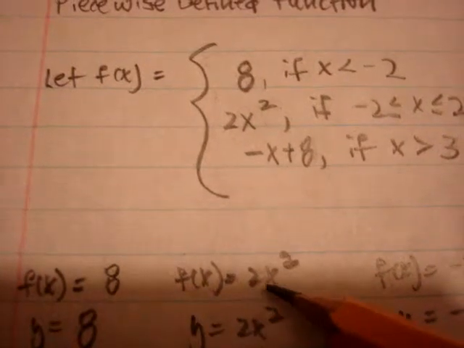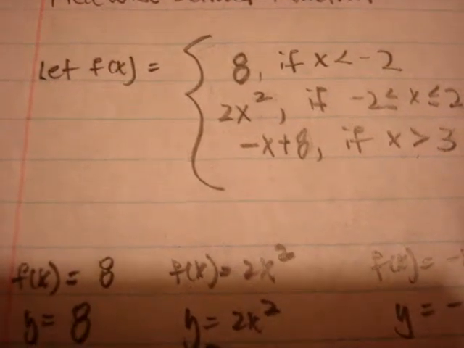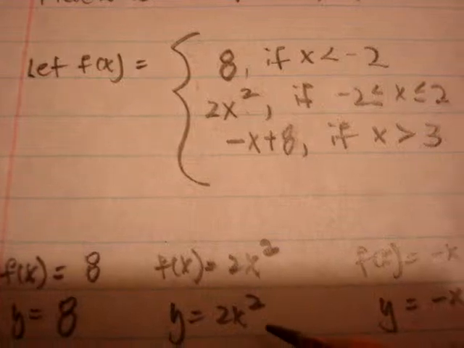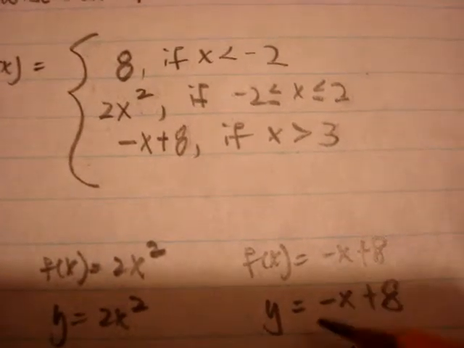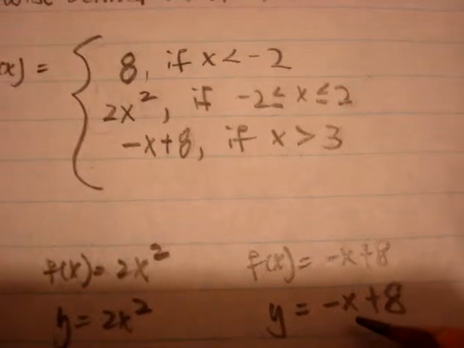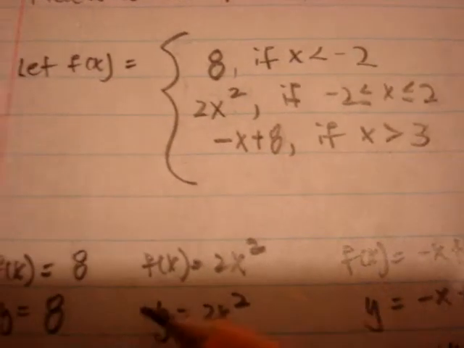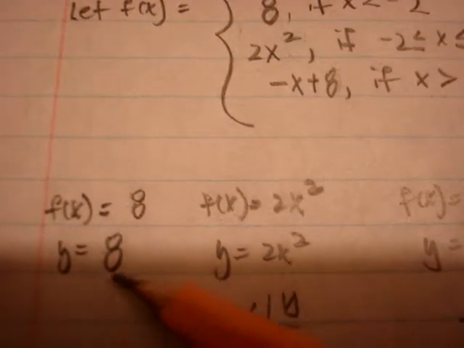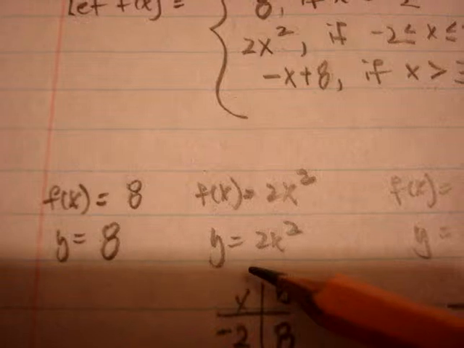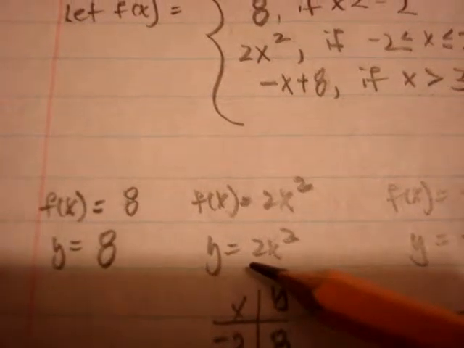f of x equals 2x squared is equivalent to y equals 2x squared. f of x equals negative x plus 8 is equivalent to y equals negative x plus 8. For y equals 8, we don't need to find the 2 points. As for this one, we need to plug in points in order to graph it.